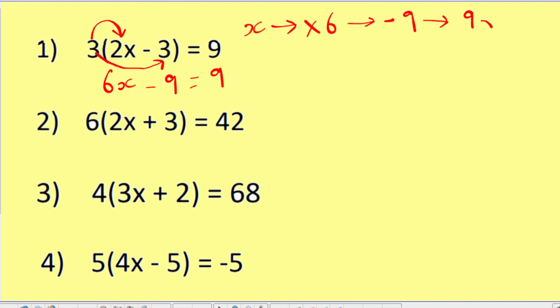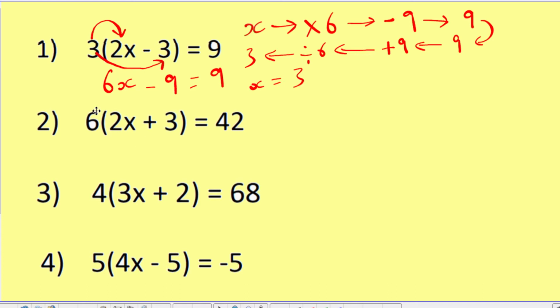Okay, then we put it in reverse. We start with 9, we do the reverse, which is to add 9, and then we do the inverse of times 6, which is divide by 6. That's going to give us what x is. So 9 add 9 is 18. 18 divided by 6 is 3. So here x is equal to 3.